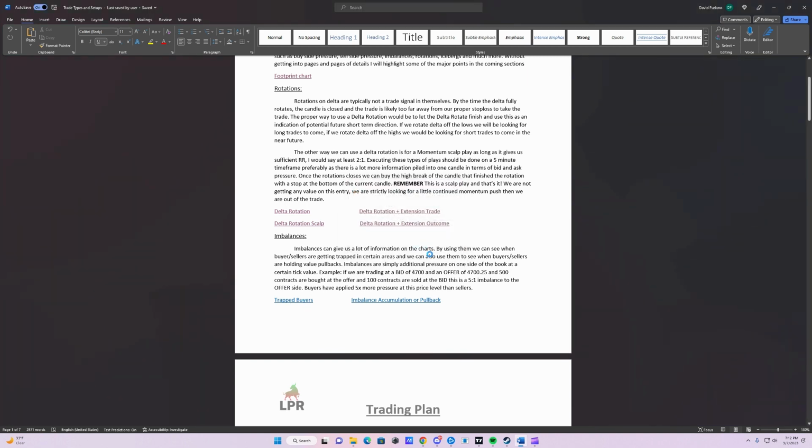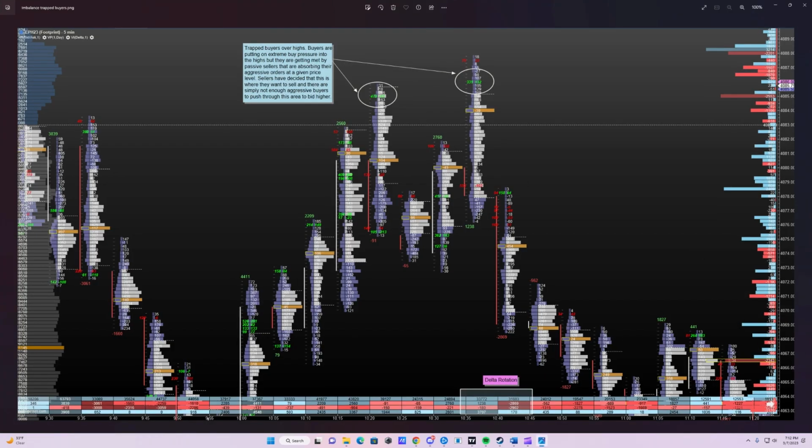Let's look at these two photos here. So here we go. We've got pivot highs where buyers and sellers typically get trapped into these liquidity areas. We can see the buyers have applied a lot of pressure here. We have an imbalance that is equaling 479 total contracts at the offer on this tick value. Buyers seem to be trapped because price cannot push any higher. It actually rolls over.